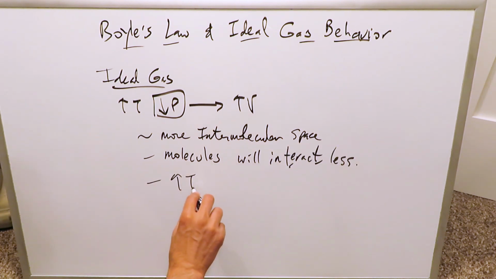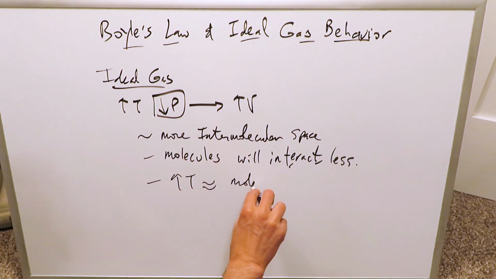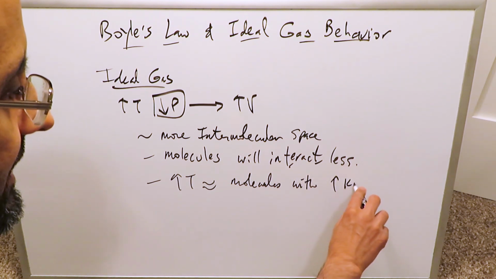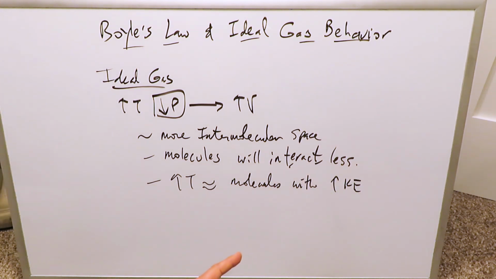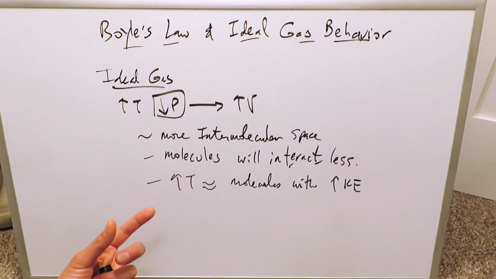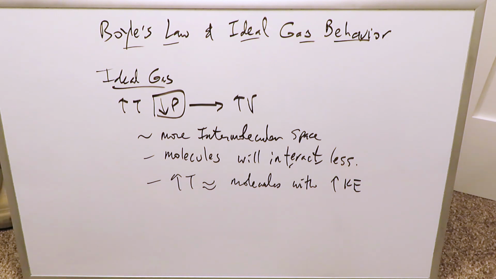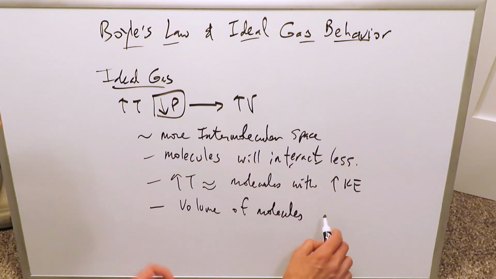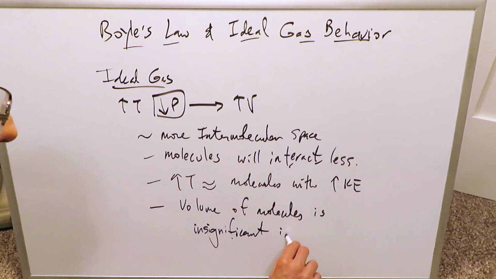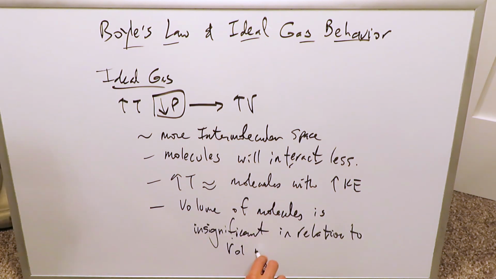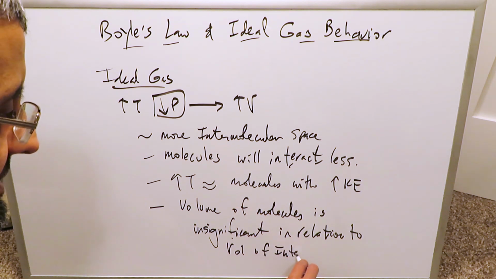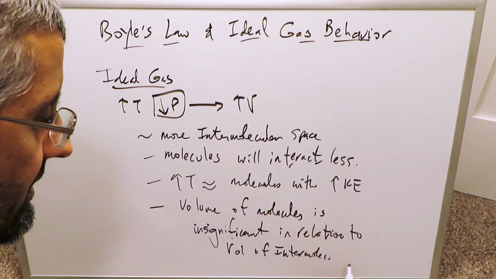High temperature will signify what? You'll have molecules with more kinetic energy. There will be more Brownian movement, random Brownian movement. Molecules will be moving around more frequently, but since there's more volume, they will interact with other molecules less. Another assumption of ideal gas is this: that the volume of the particles or the volume of molecules, we can say that volume of the gas molecules is insignificant in relation to the volume of intermolecular space. And I'm going to abbreviate that as intermolecular space.